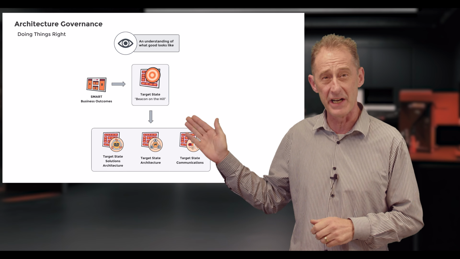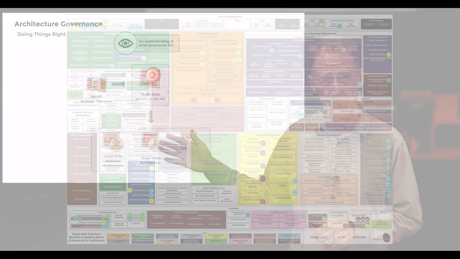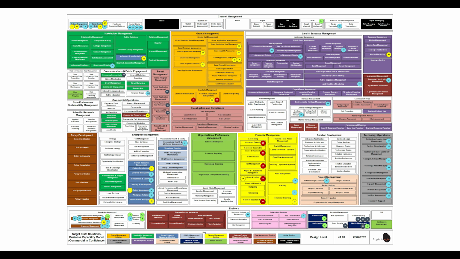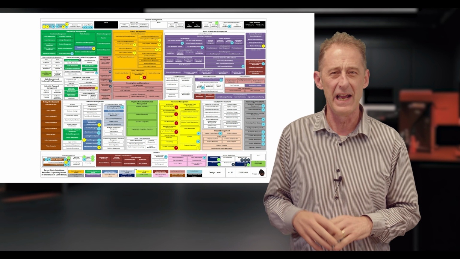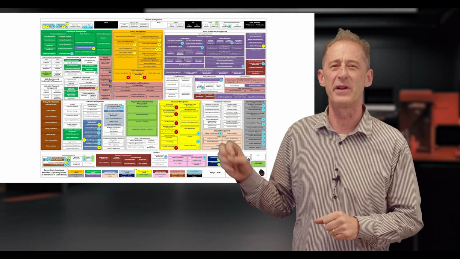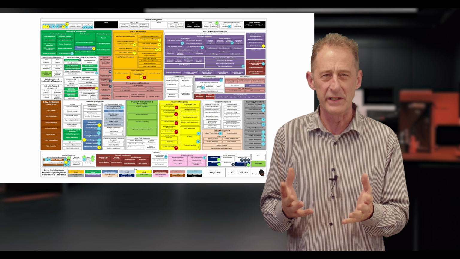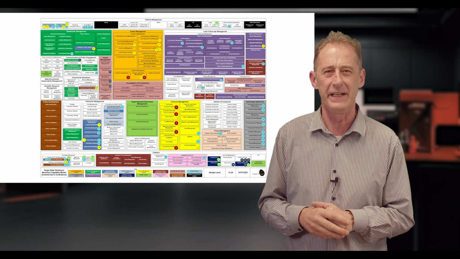The first is a target state for your solutions, and here's an example. It depicts what solutions, new and retained, are required to deliver on your business outcomes, and critically, what capabilities there are to support. Looks scary at first glance, I know, but it's actually quite a simple concept. The diagram with the solutions overlaid onto it is referred to as a business capability model. It's your business on a page. Every capability you need to deliver your products and services and run your organization is on this page.